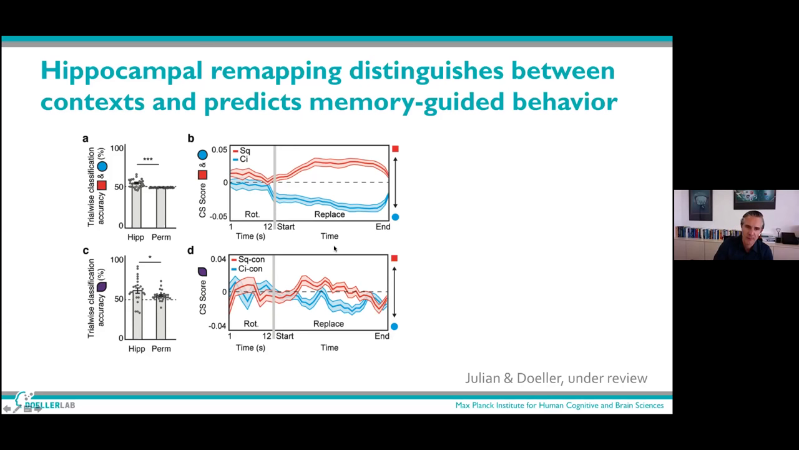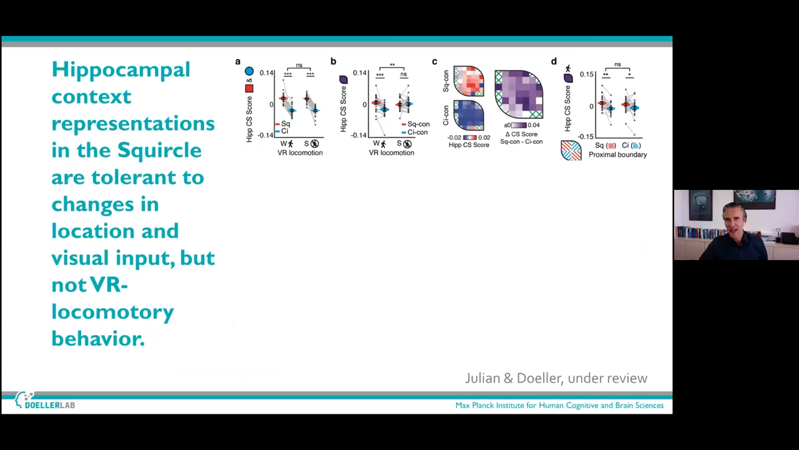I promise this is the last complicated slide on that study, and I hope I manage to go through it. We look at how this hippocampal context separation, remapping-like effect is driven. How is that effect driven?